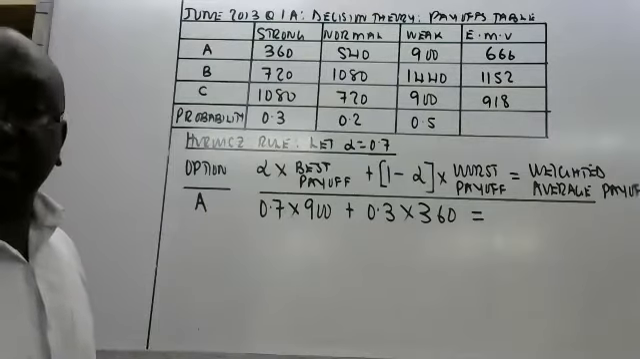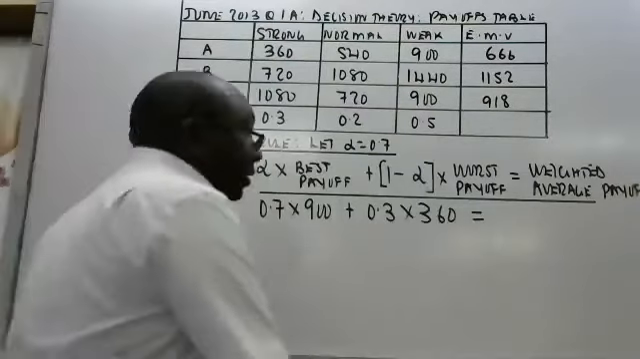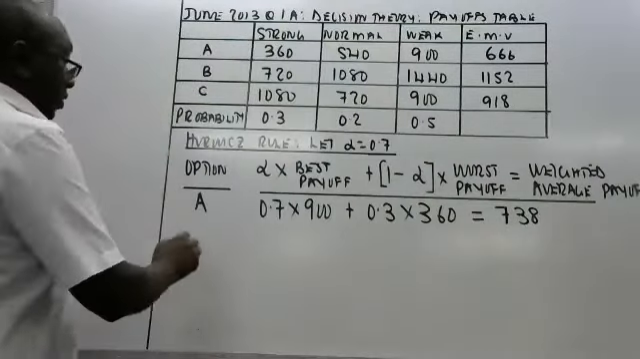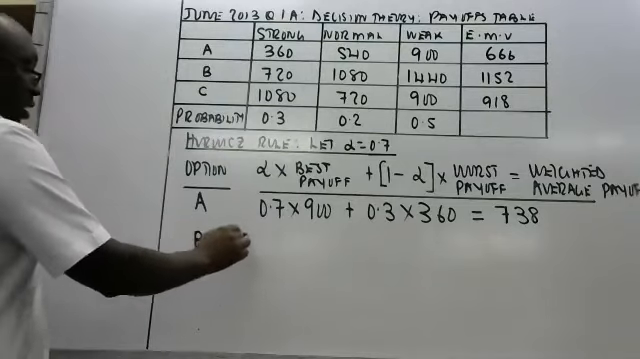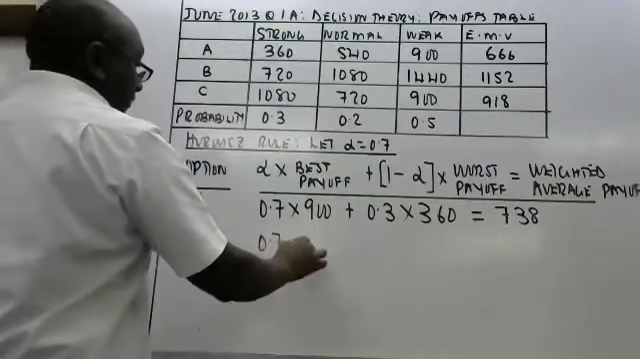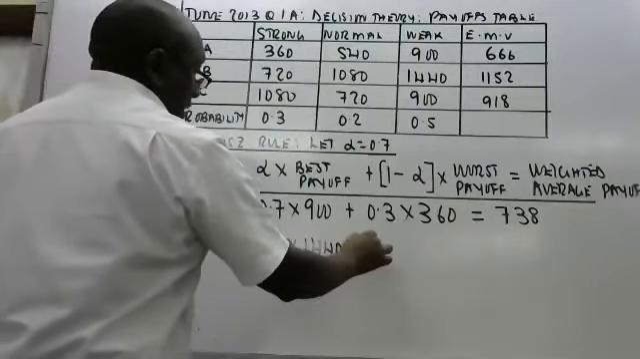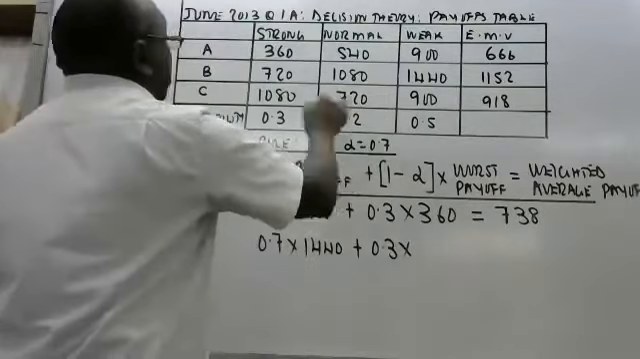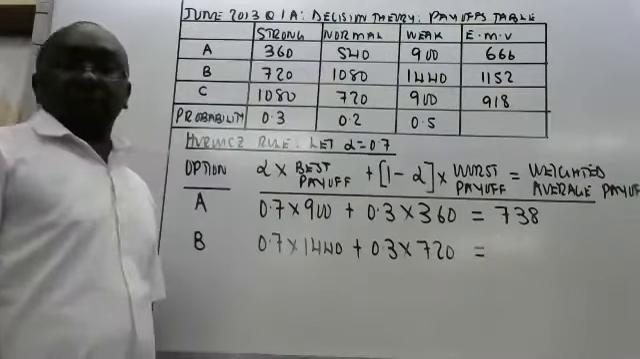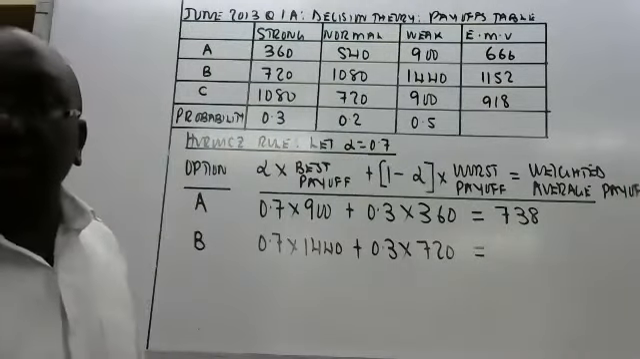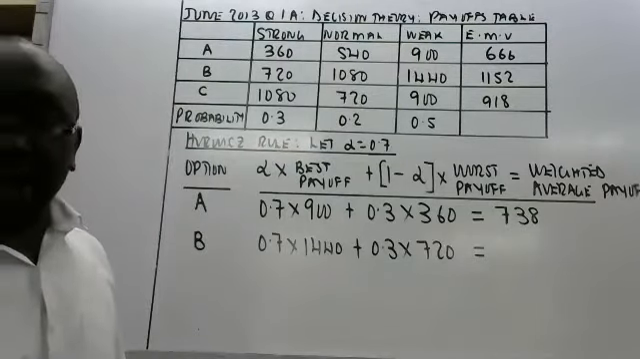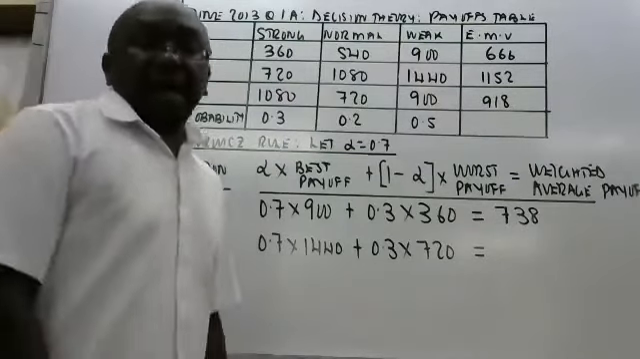738, good. Let us go to part B: 0.7 times the best there, which is 1440, plus 0.3 times the worst there, which is 720.